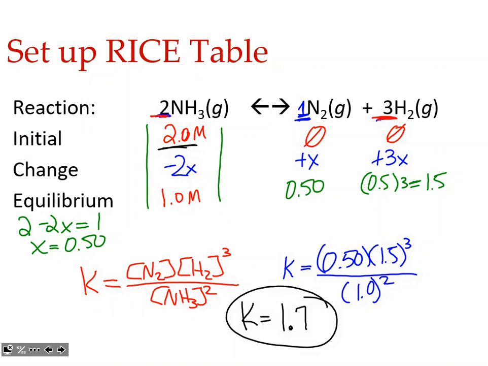There you go. So don't forget, K has meaning. It tells us something about the reaction. Sometimes we get into just cranking out the numbers and forgetting that there's an actual concept here. But the K value tells us something about where our equilibrium position is.